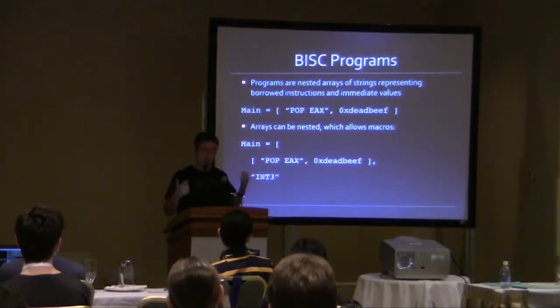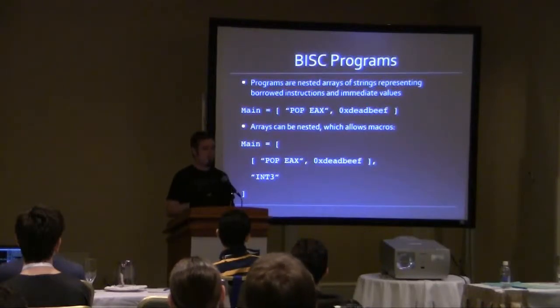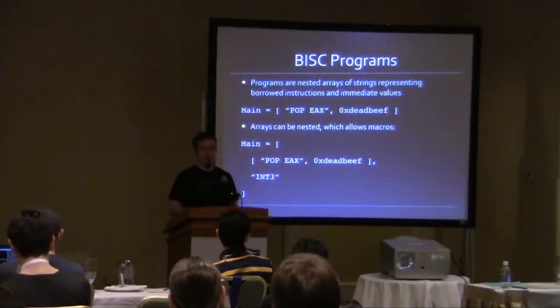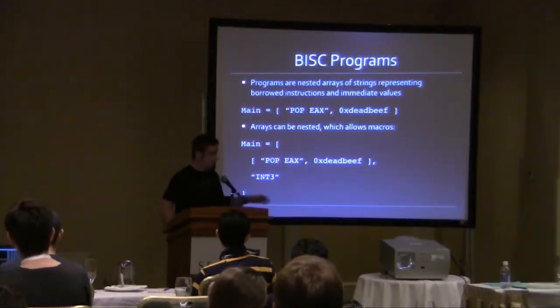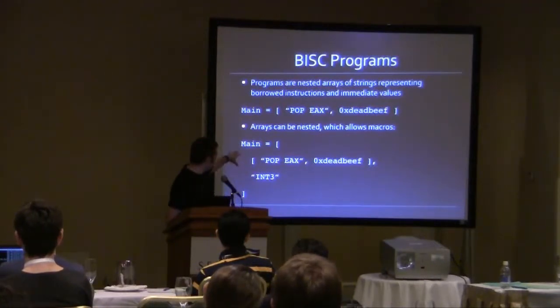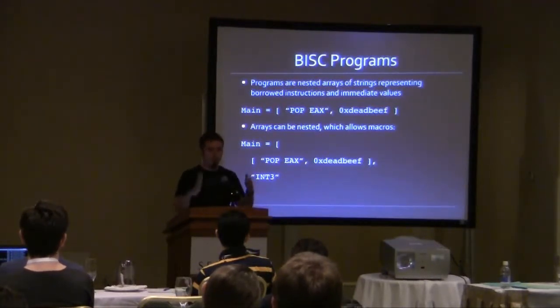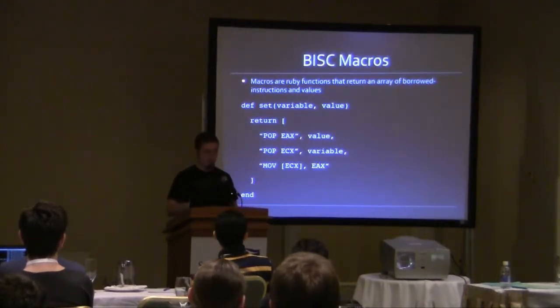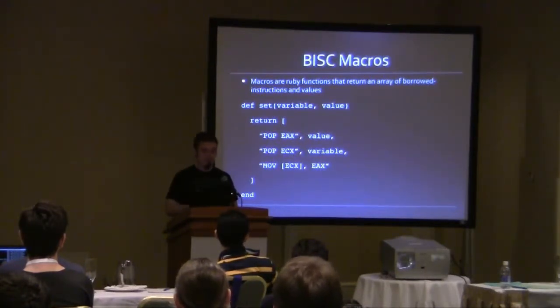Here's how my Bisq programs look. They're an array of strings and values. A string is an instruction that gets replaced with the location in memory of that instruction, and a value is a literal that gets put right into the stack. And you can also make your arrays nested. So basically, what'll happen is it'll flatten the array and then it'll interpret it. That allows you to write macros, because you can write a small function in Ruby that'll return just an array. And so you can compose these, you can nest these, so it can be an arbitrarily nested array, which lets you have macros that use other macros, and so on.